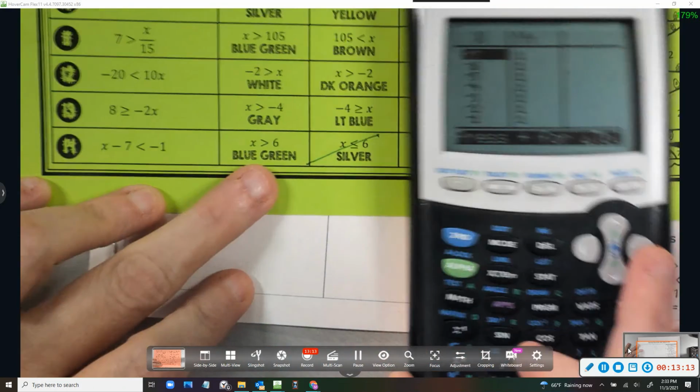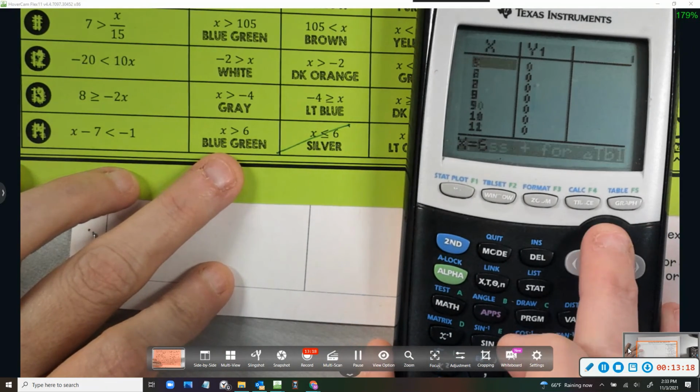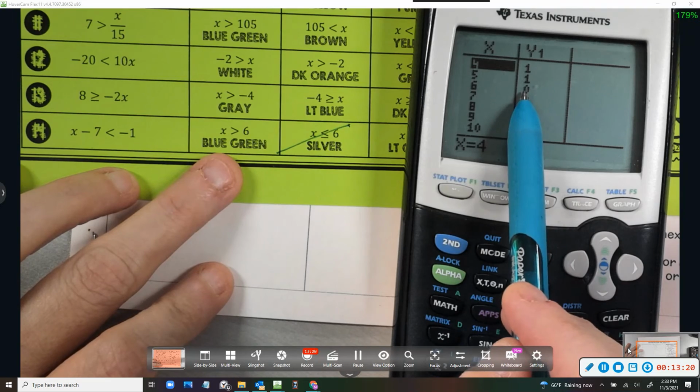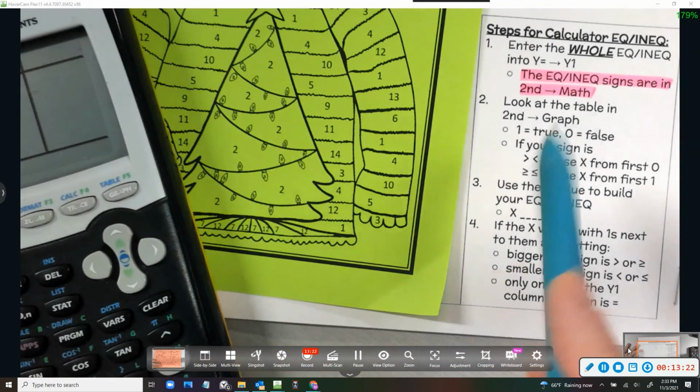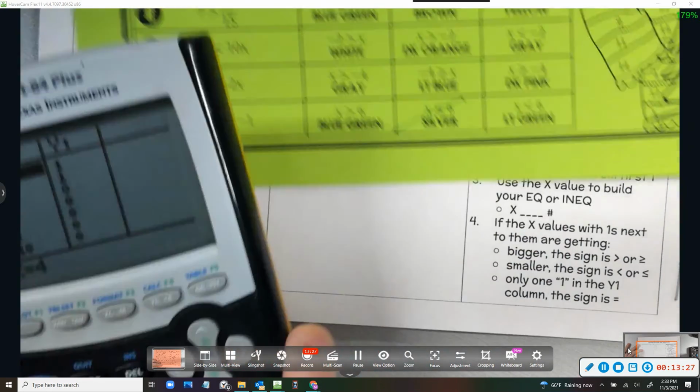So I'm going to look. I'm going to jump to 6 here. Do you see how 6 has a 0 on it? That's because it's not or equal to, so I can't use the 6. I can't touch the 6.